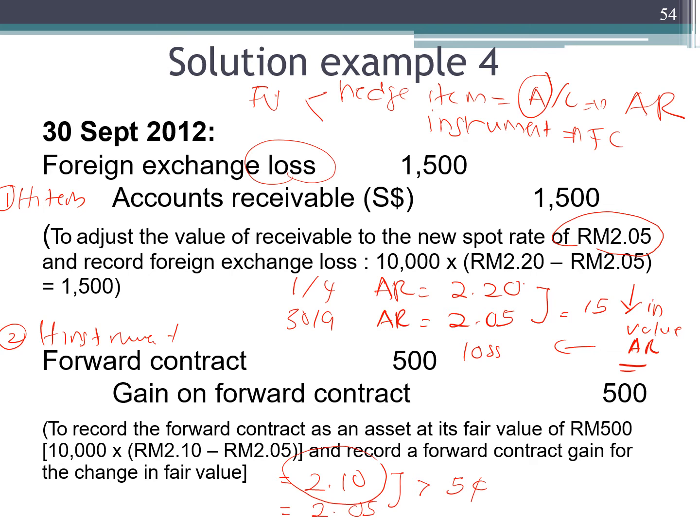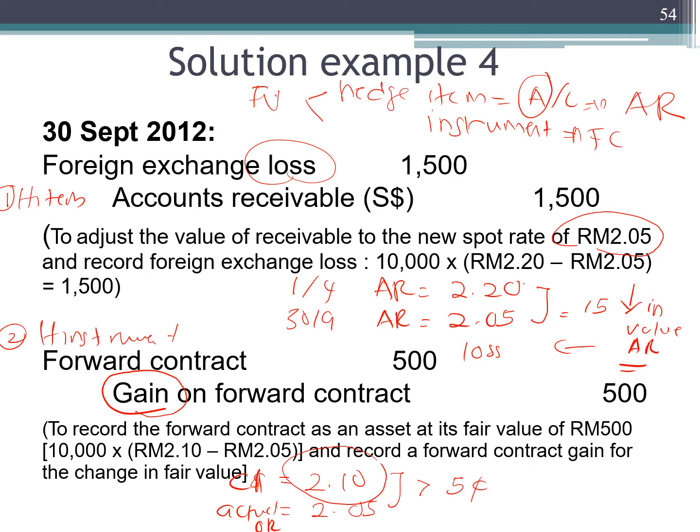So 5 cents times 10,000, so you're going to have 500. This 500 is considered a gain. Why is this one considered a gain? Because your contract price is RM2.10, but the actual price of your account receivables is only RM2.05. So you're going to receive an extra 5 cents. The extra 5 cents is considered a gain. So debit your forward contract and then credit gain on forward contract.